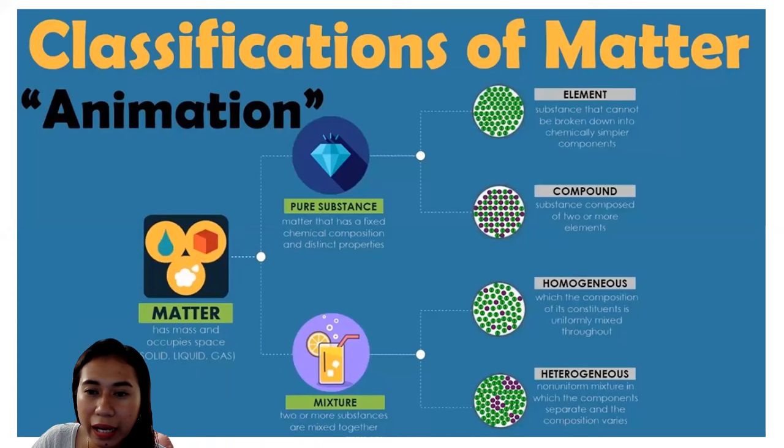For the element, again, that's a substance that cannot be broken down into chemically simpler components. Yan yung element, ha? For example, yung element ng sodium, kahit gaano mo pa siya i-breakdown, kahit on the atomic level, it will still be sodium in the atomic level. Compound naman, that's a substance composed of two or more elements. Then ang homogeneous mixture is a composition of its constituents uniformly mixed throughout, and hetero is more than one yung phase na makikita mo. Okay, two or more substances that are mixed, that is mixture.